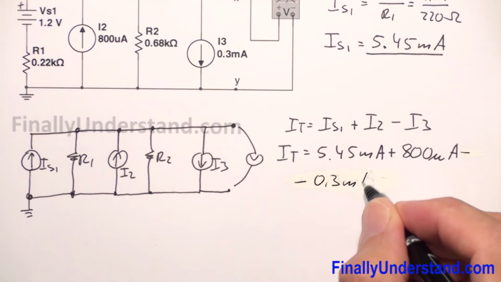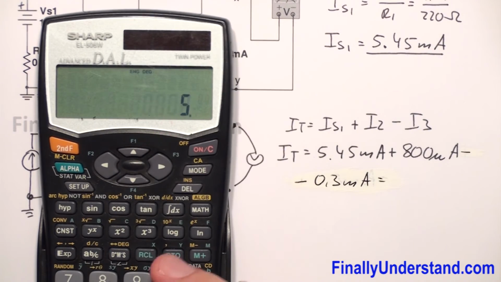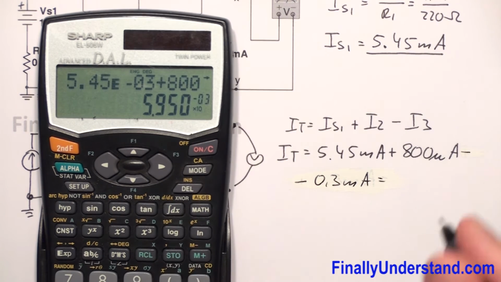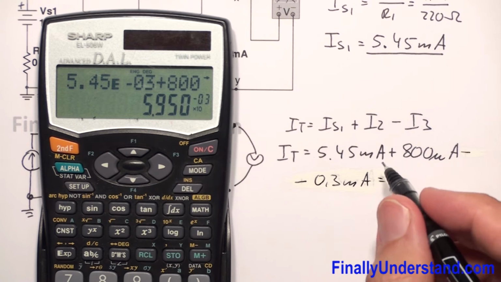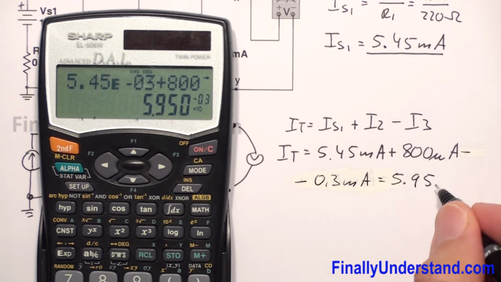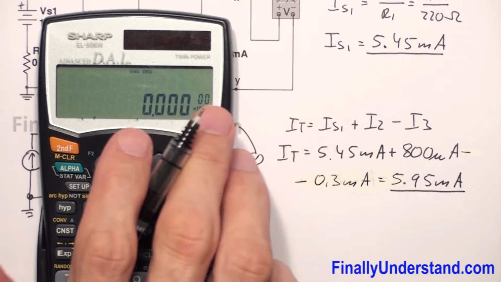Now we can use the calculator, and we have 5.45 exponent 3 negative plus 800 exponent 6 negative minus 0.3 exponent 3 negative. This is equal to 5.95 milliamps. This is my I total.